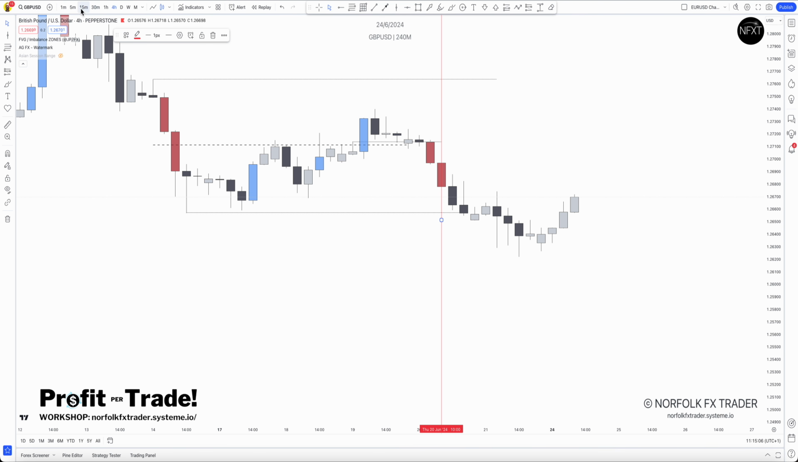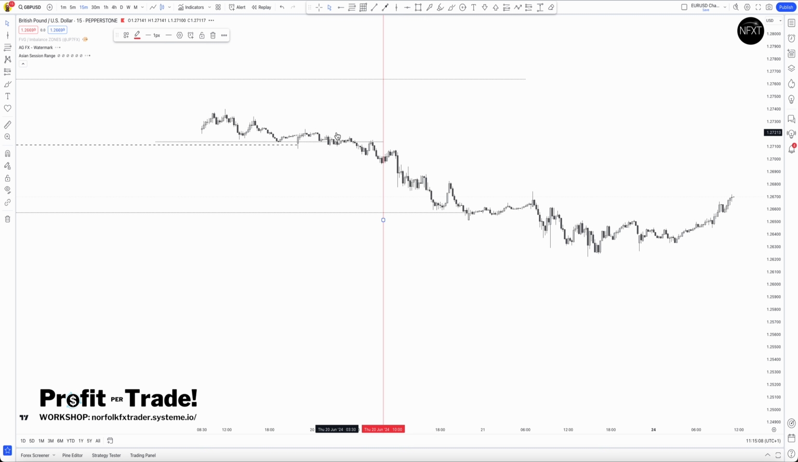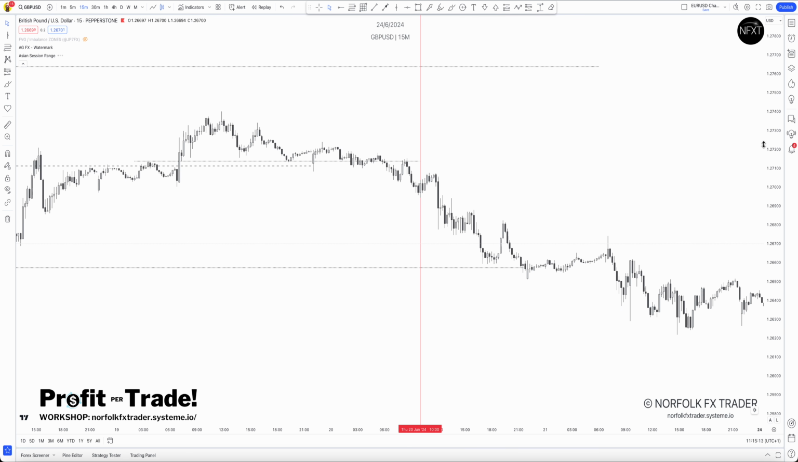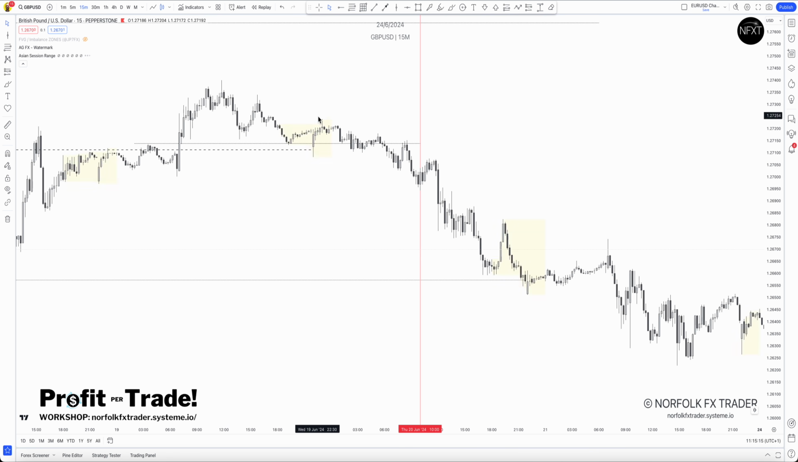We go down to 15-minute. This is where you apply market structure and use your supply and demand. So here we can understand that the market is now bearish, with a nice bearish trend. Where's your last break of structure? Right here. Where's our last area of supply? The full zone is here.